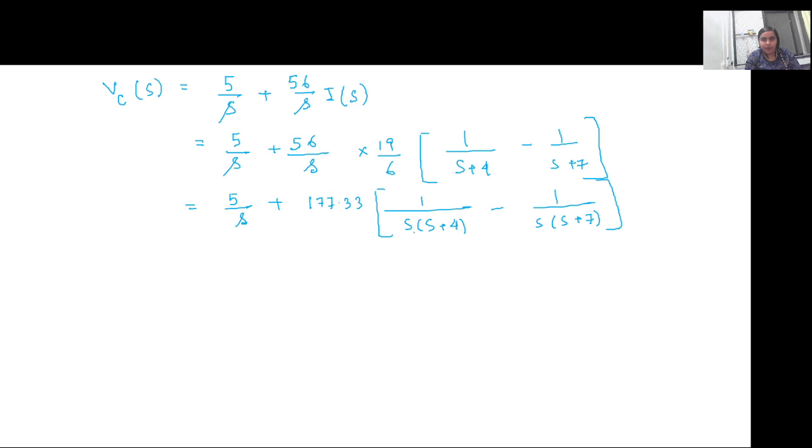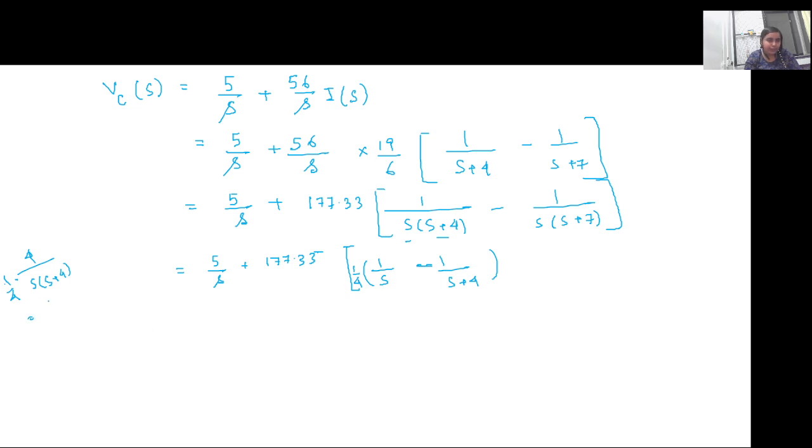So again we have to separate out these two terms. So it is 5 by S plus 177.33 into, and this can be written as 1 by S minus 1 by S plus 4. You can write it in terms of A and B and figure out, or since this is only S, take the difference: 4 by S into S plus 4 into 1 by 4. This is what we had taken outside.